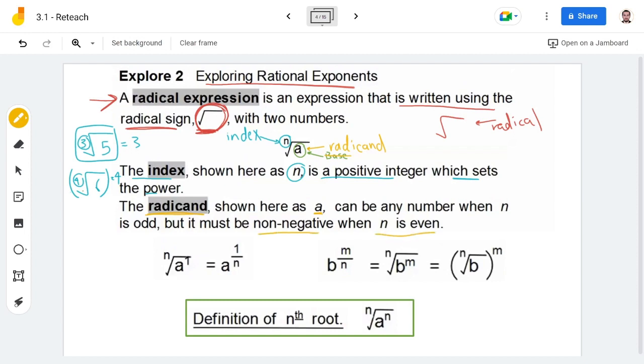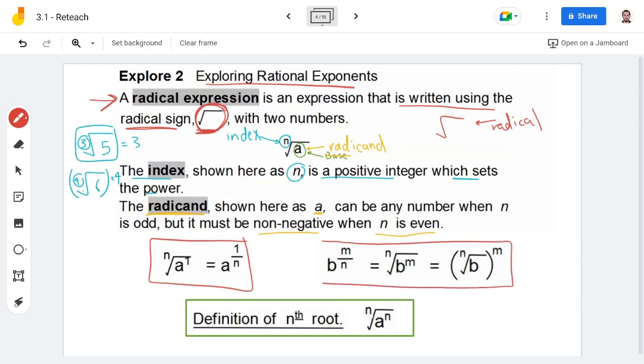Now, forget about this. Don't make things complicated for yourself. Just focus on these two rules here. The first rule, as you can see here: when we have a to the power of 1, or we can write it as a only without the 1, because we don't write 1, the nth root of a is always equal to a to the power of 1 over n.